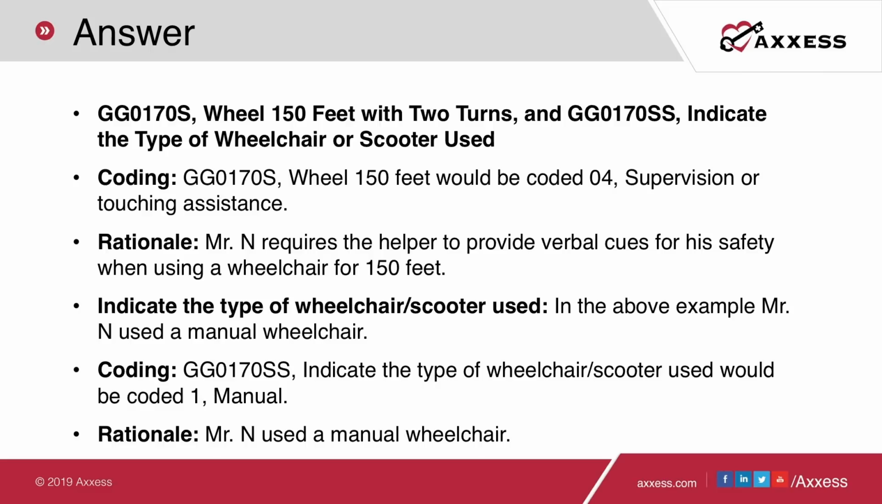GG0170S would be a 4, supervision or touching, because Mr. N requires the helper to provide verbal cues for his safety when using a wheelchair for 150 feet. And GG0170SS would be coded a 1, manual, because he uses a manual wheelchair.